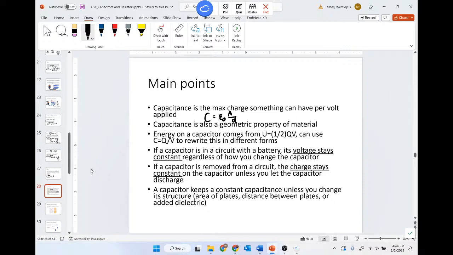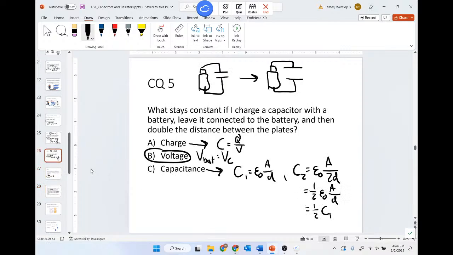We can calculate the energy from 1/2 QV, and we can use that equation C equals Q over V to write it in two different ways. We have all those equations down, hopefully. And then we did 3 problems where we said what stays constant. Let's quickly show those problems again, just to remind you. We said if you're connected to a battery, voltage of the battery equals voltage of the capacitor. Doesn't matter what I do to that capacitor. Make the plates bigger, make the plates farther apart, doesn't matter. If you're connected to a battery, it gets the full voltage.